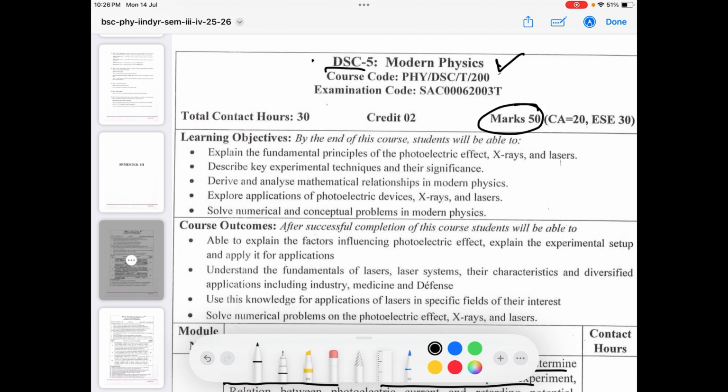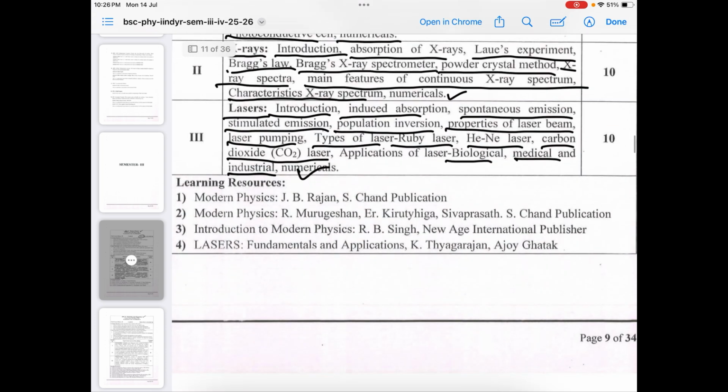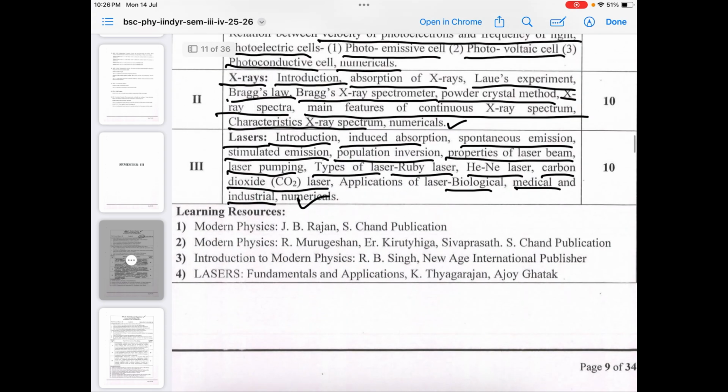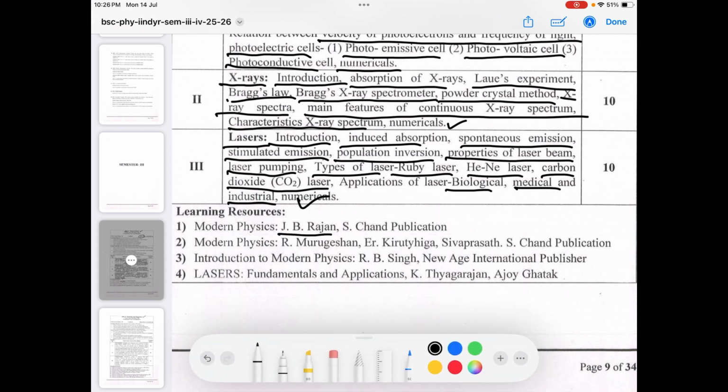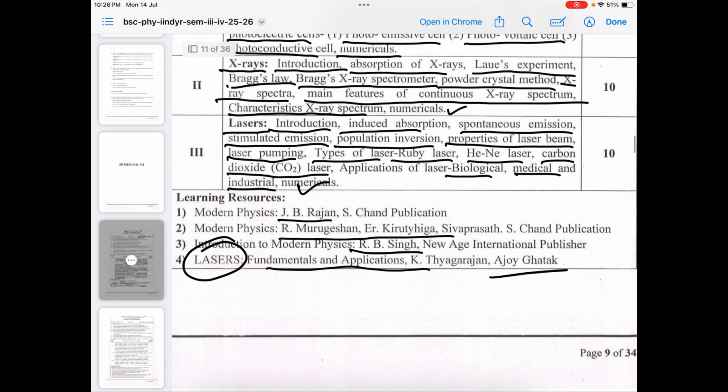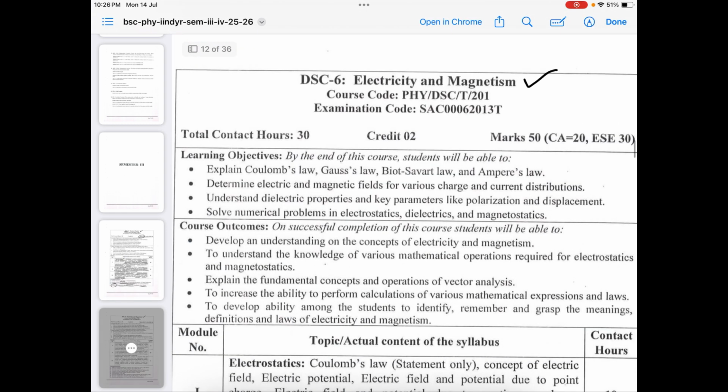This is a paper of total 50 marks. And for this paper, there are different reference books recommended by the university, that is Modern Physics by J.B. Rajam, Modern Physics by R. Murugesan, or Introduction to Modern Physics by R.B. Singh, and for laser, Lasers: Fundamentals and Applications by Thyagarajan and Ajoy Ghatak. Anyone you can choose. Another paper for this semester is Electricity and Magnetism.